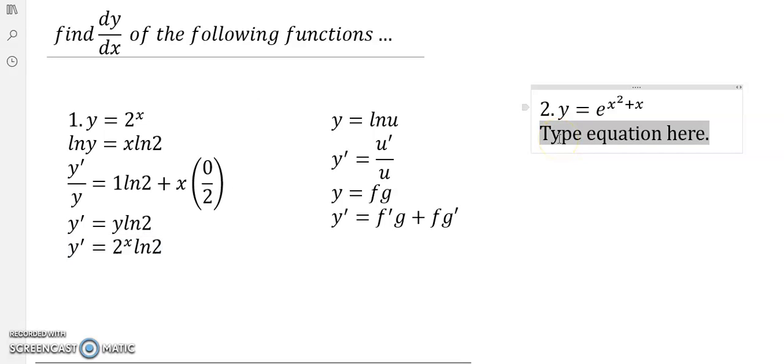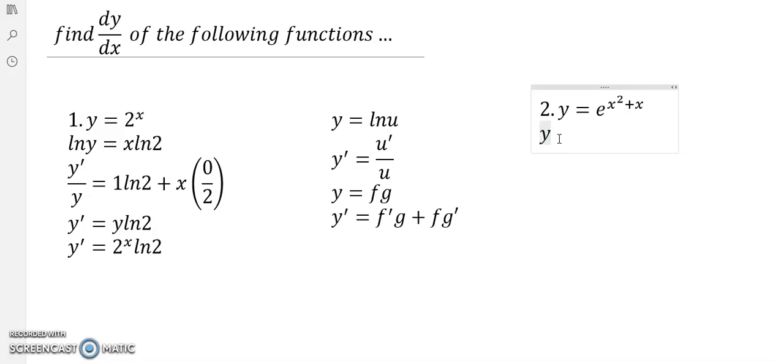Let's do this one. Okay guys, this exponential function has this form, y equal to e to the power u. Then to derivate this one, we will do it like this. y prime equal to the derivative of u, it will be u prime e to the power u, just like that. Meaning that we're gonna derive this one using this formula.